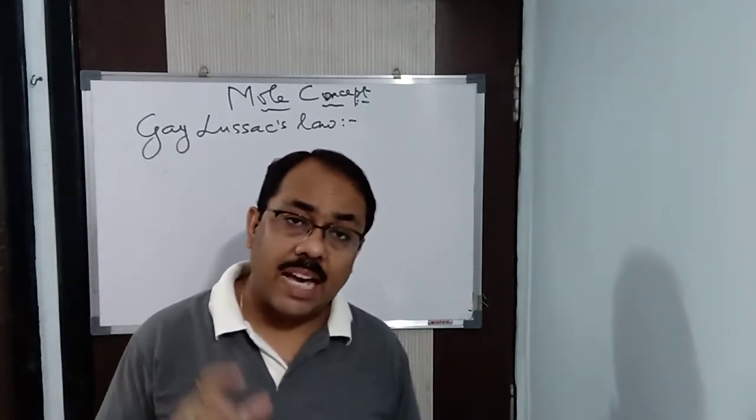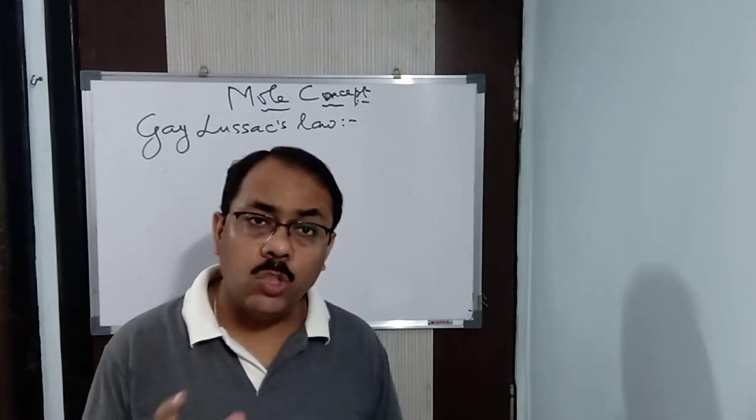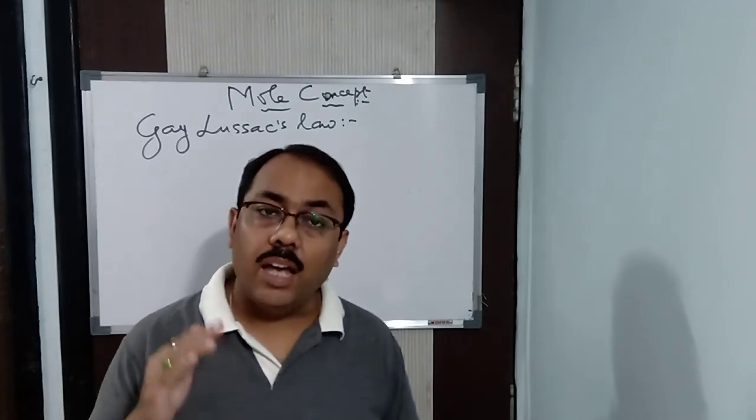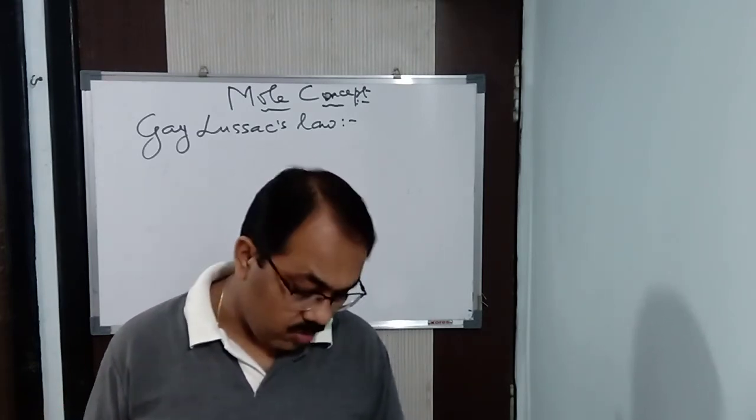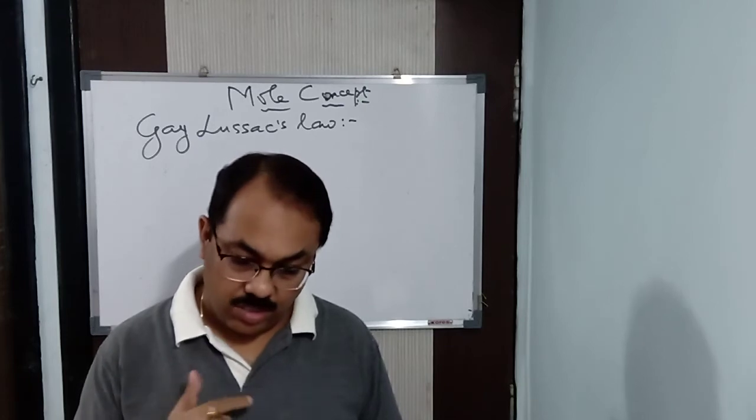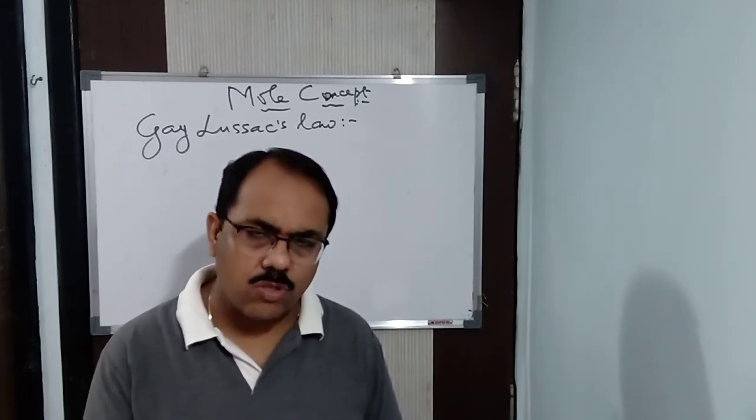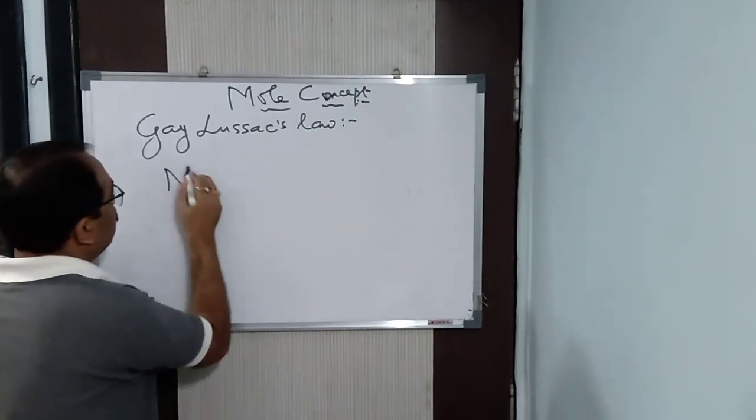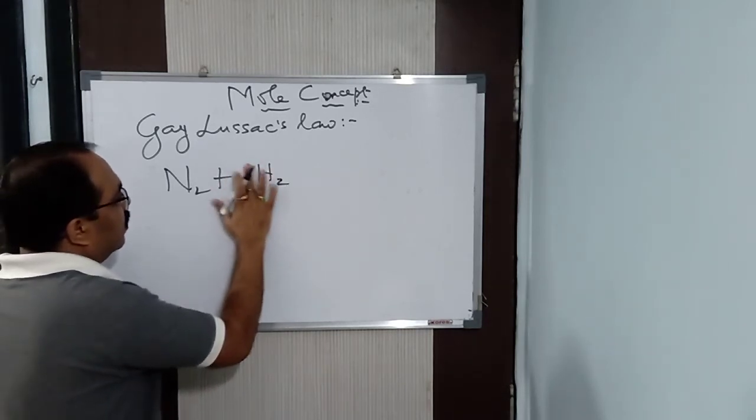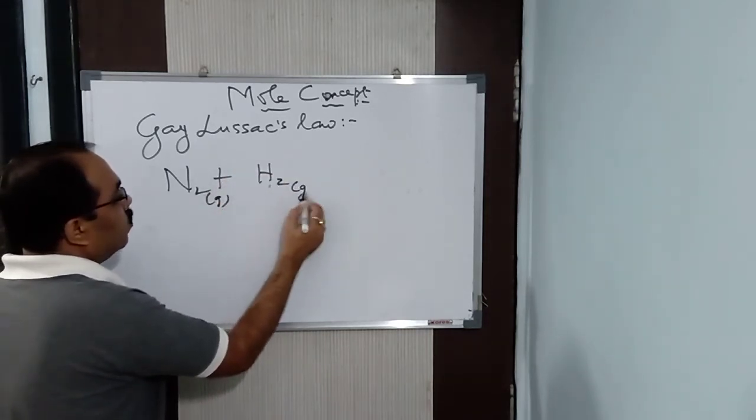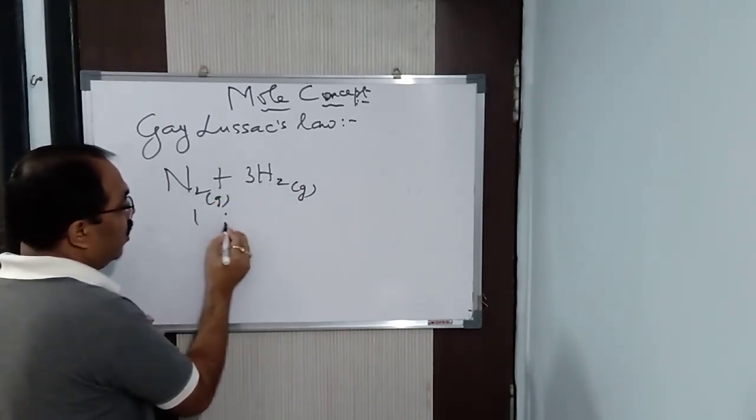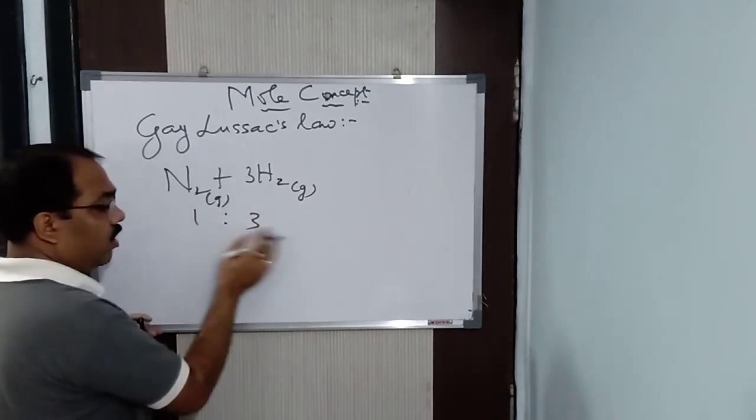What is the law? When gases react, they do so in volumes which bear a simple whole number ratio to one another. Got it? Suppose two reactants are there, for example nitrogen gas and hydrogen gas. So N2 plus 3H2. It is 1 mole of N2 and 3 moles of H2. Generally they react, so what is the ratio? 1:3. They react always in a simple whole number ratio.